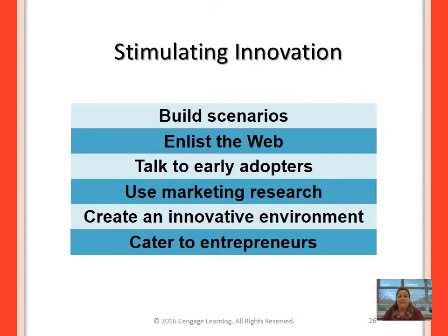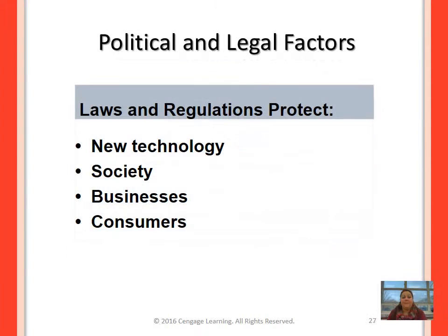Companies attempting to innovate often limit their searches to areas they are already familiar with, as you see here. Business needs government regulations to protect new innovation, new technology, and the interests of society in general.